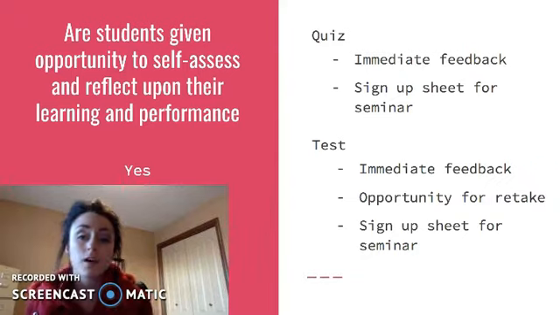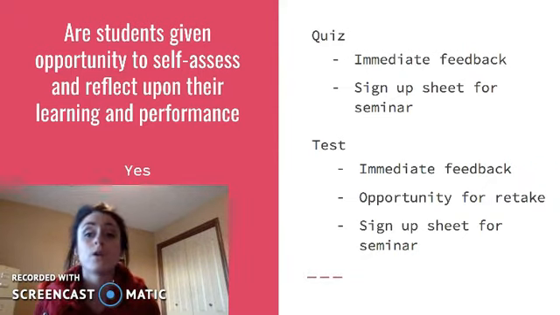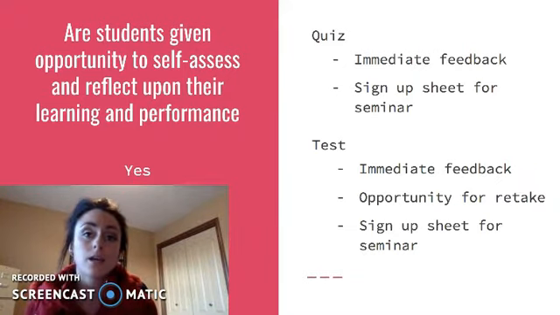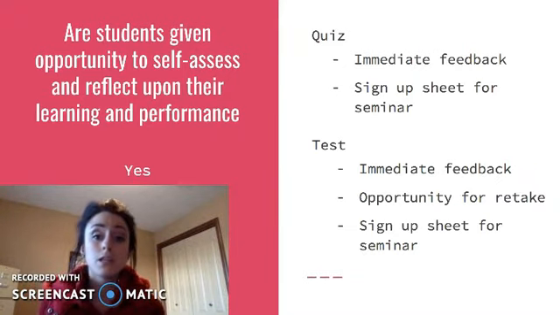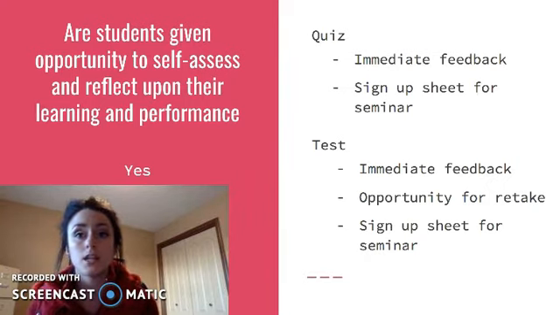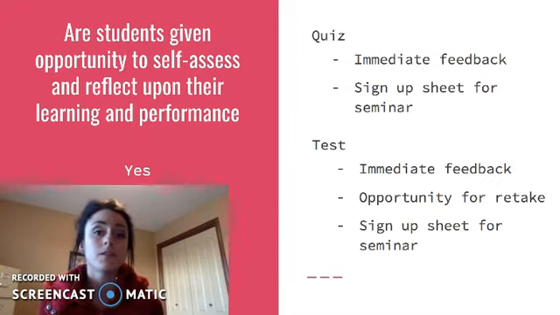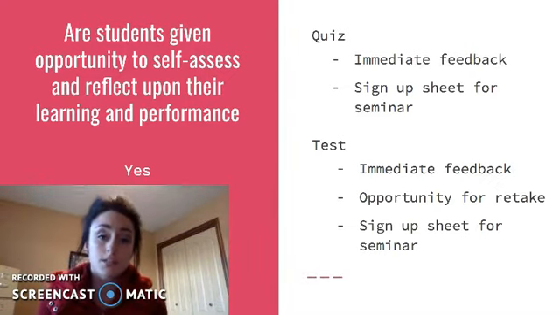And then for the test, I also give immediate feedback, and I also offer an opportunity for a retake. And on that retake, students have to prove to me that they're worthy of a retake and fill out this sheet and tell me why they believe they received the score they did. Then they have to set up 3 times with me to practice one-on-one over the concepts that they still are struggling with. And again, that sign-up sheet is in my classroom to sign up during seminar.